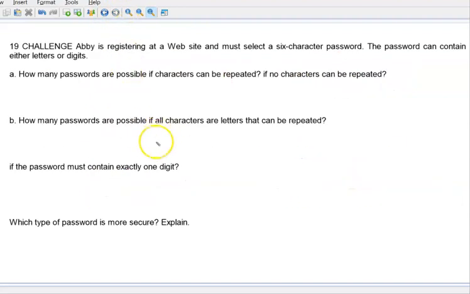Okay, and then we get to this challenge problem. Abby is registering at a website and must select a 6-character password. The password can contain either letters or digits. Letter A: how many passwords are possible if characters can be repeated? All right, so we'll take this in 2 different sections: repeats, no repeats. 2 different answers really for part A.